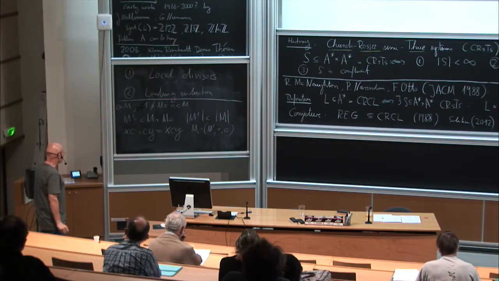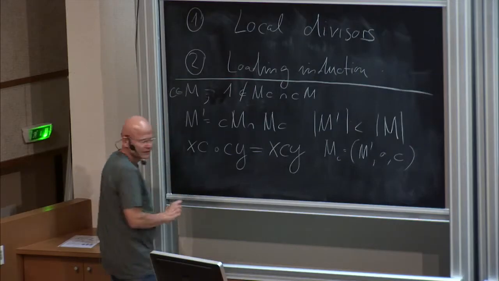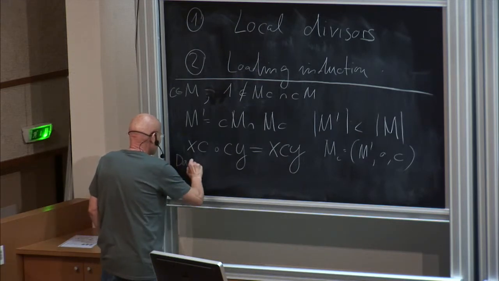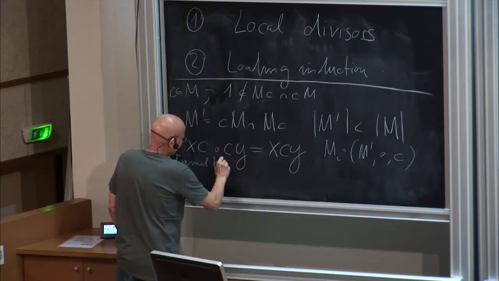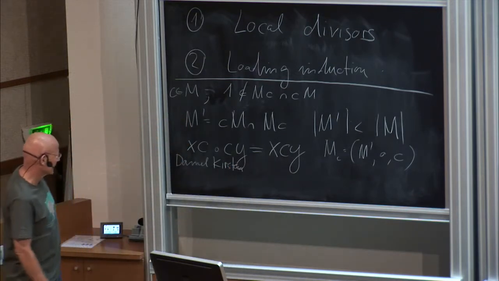Now it's really a divisor, and this is an observation of Daniel Kirsten, actually. Somebody asked me about Daniel Kirsten, so I thought I should name him. Daniel Kirsten, who was in Paris for some time.